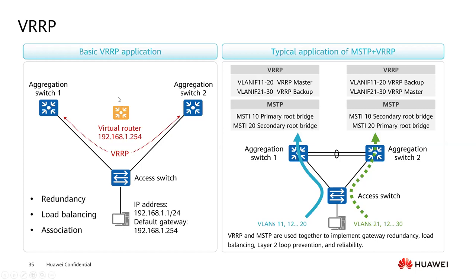Like we can see, we have one physical router, and then we can virtualize the physical router into two different virtual routers. And we have two physical aggregation switches, and we can virtualize these two switches into one virtual router. And once one is broken down or something goes wrong with the physical switch, the other one can take its position, and the IP packets will be routed normally.